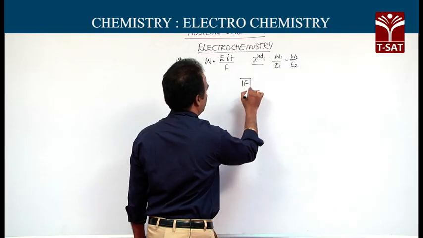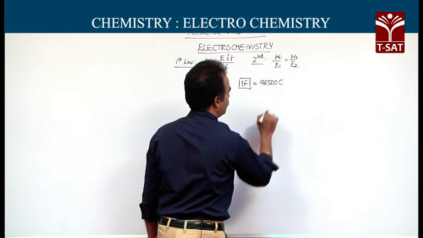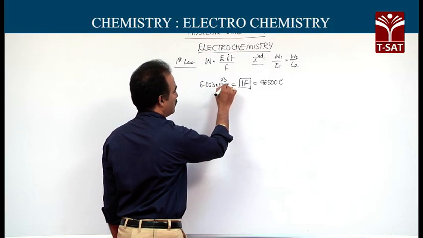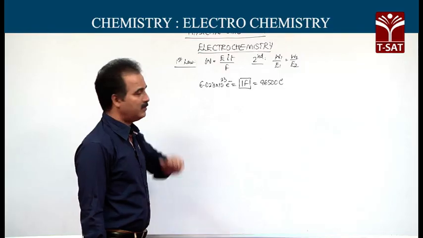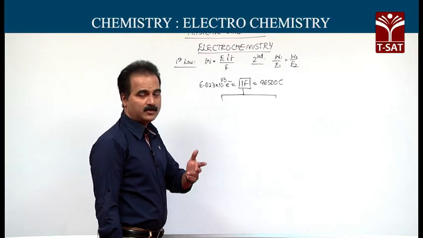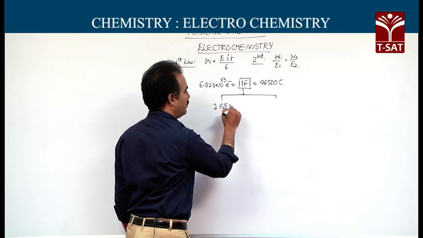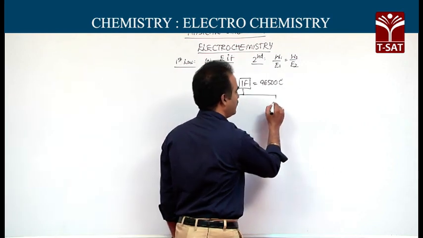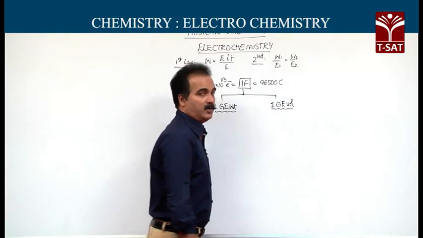We know 1 Faraday of current is 96,500 coulombs, which is the charge carried by 6.023 into 10 power 23 electrons. Keep this in mind. When 1 Faraday of charge is passed through any electrolyte, the quantity of metal deposited will be equal to 1 gram equivalent weight. If a gas is liberated, it is equal to 1 gram equivalent volume of the gas.